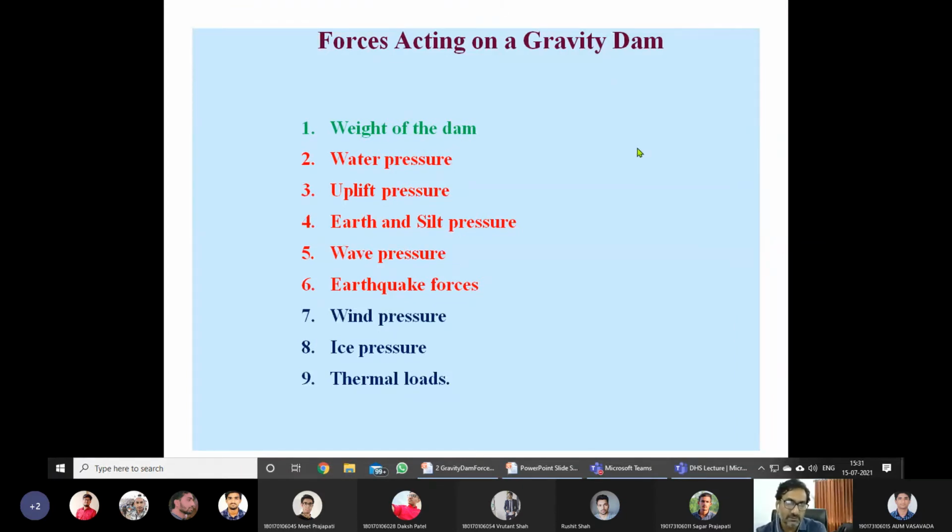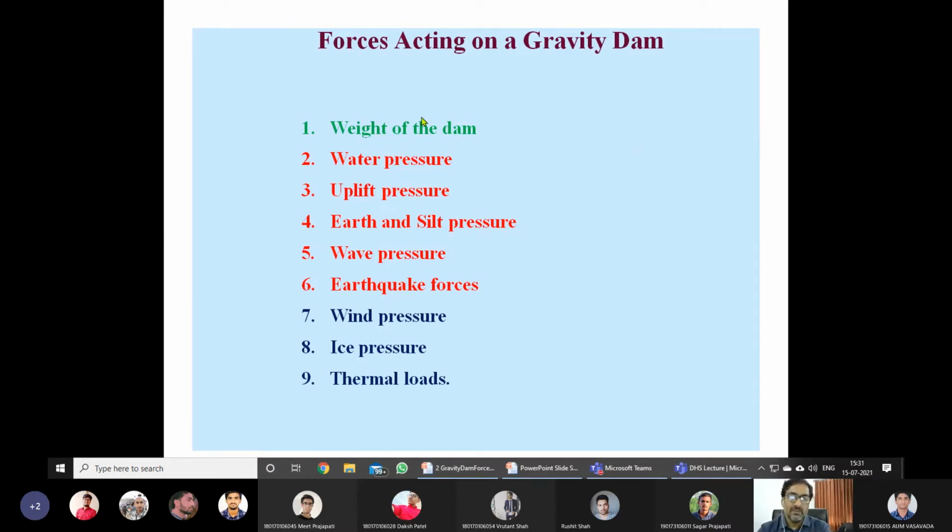These forces, and then we'll also look at the combination of these forces for which the construction is done at various stages while planning. What is the load combination during the early construction stage? What is the load combination for the later stage, when construction is almost complete? And what are the load combinations when the dam is full, the reservoir is full of water? Those combinations are also mentioned in the IS code.